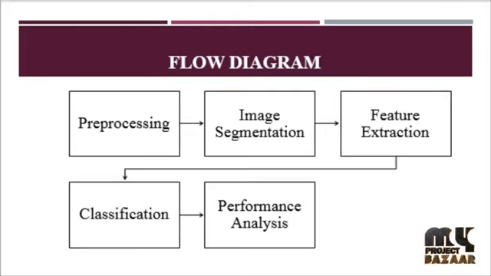Now I am going to explain the flow diagram for this process. First one is the image acquisition stage. Here we take one input image from the dataset folder. After taking the input image, we go to the pre-processing stage. In pre-processing, unnecessary noise in the image is eliminated. Unnecessary noise refers to the unwanted pixels in the image.